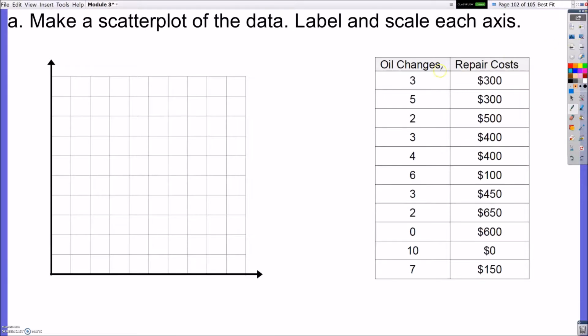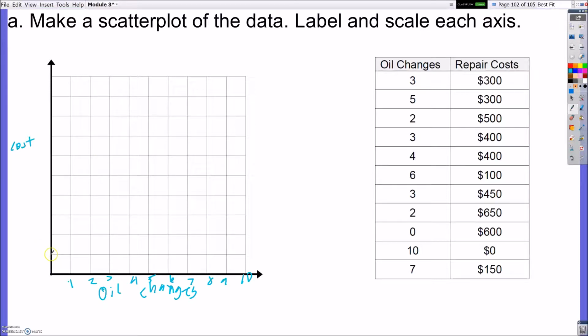So this table shows we have these points, and it wants us to label our axes. The more oil changes you get, the better it is for your car. You can control the amount of oil changes you get, so the oil changes would be our independent variable, and the cost would be your dependent variable. So we would label this 1, 2, 3, 4, 5, 6, 7, and so forth.